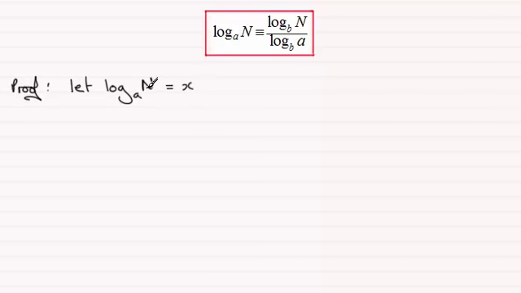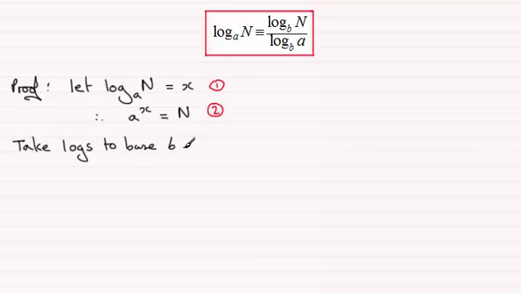And then if that's the case, by the definition of logs, we therefore have that the base a to the power x must equal that number n. And what I'll do is I'll number these two results, 1 and 2. Now, if I take logs to this equation here, number 2, let's say take logs in a different base. And if I'm going to prove this result here, we'll say take logs to base b. Base b.